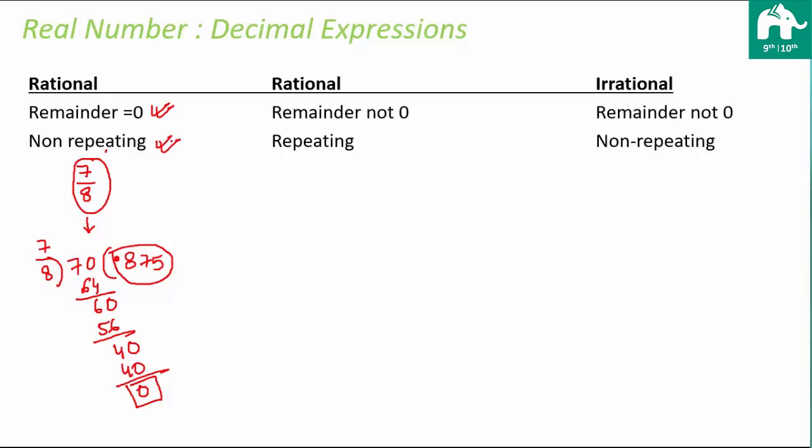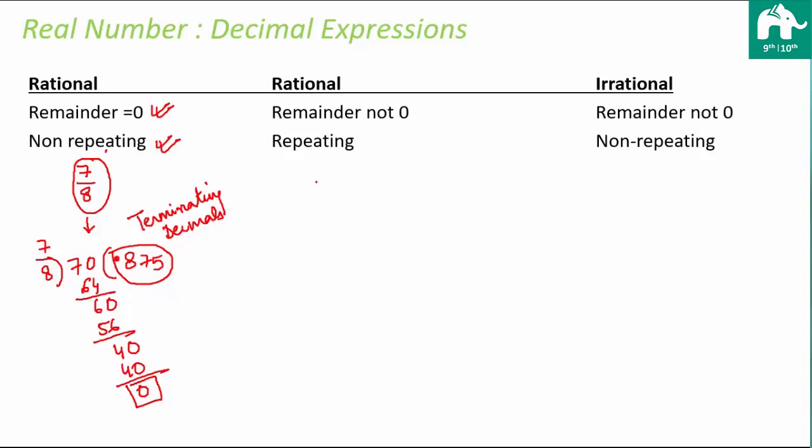So this is what I meant. For a rational number, one possibility could be that the remainder is 0. And if the remainder is 0, in that case, the decimal expression will be non-repeating. So you will just have a terminating decimal. This is what we call a terminating decimal. That means it ends, it terminates.